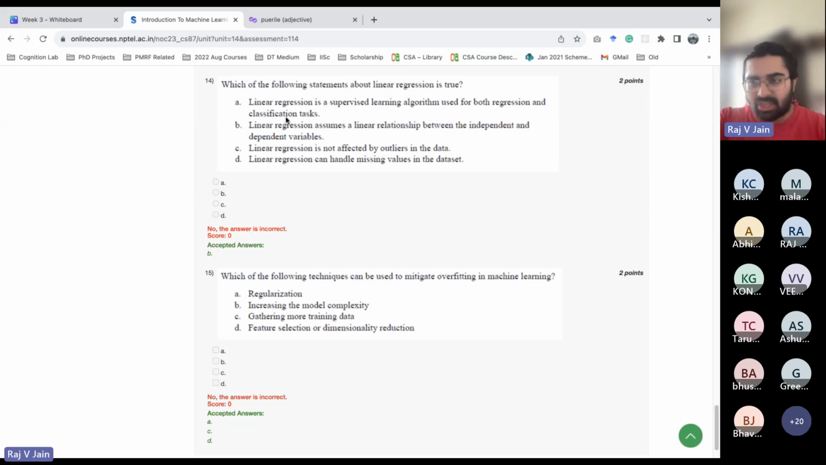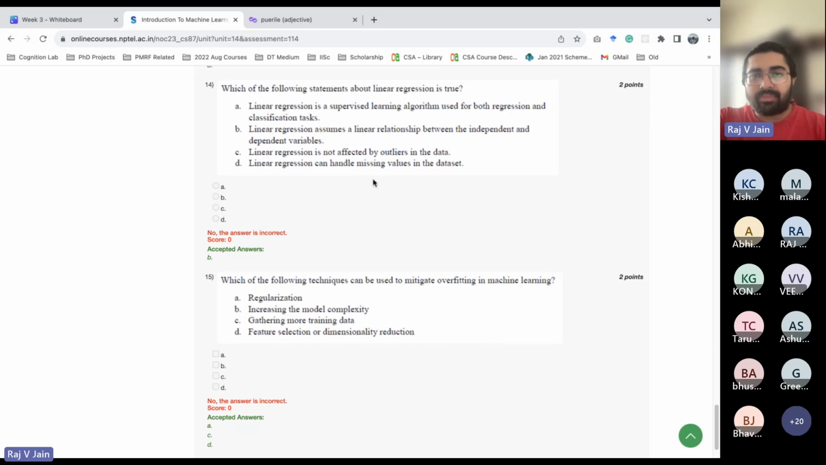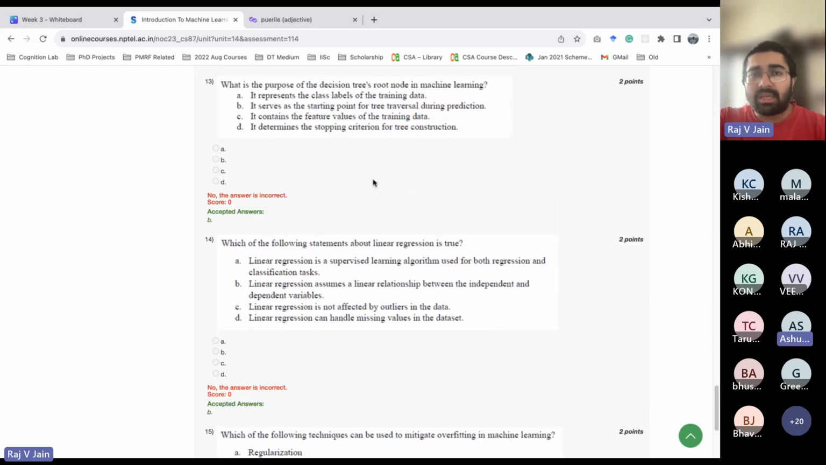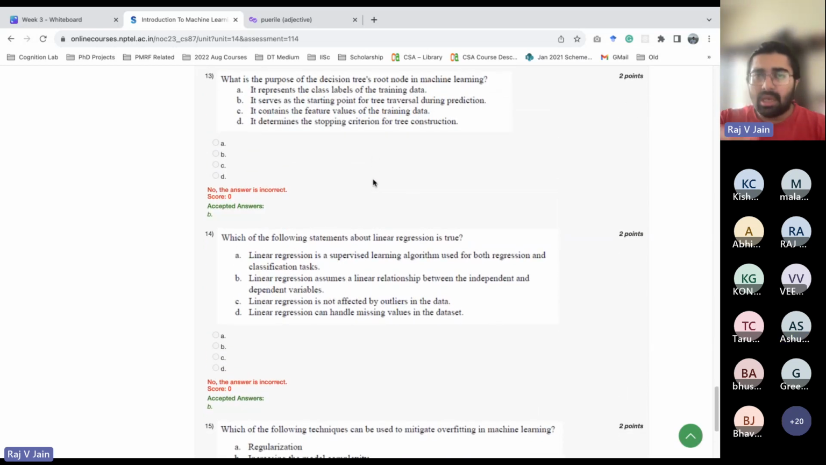Both regression and classification, no. Not affected by outliers, again, no. Can handle missing values, no. By the way, decision trees can very easily handle missing values, right? Because that can just become one of the branches in the tree itself.